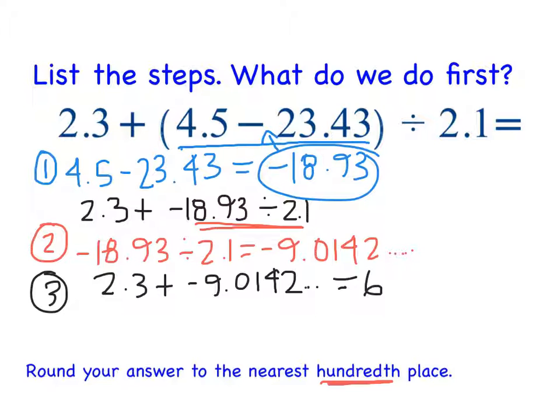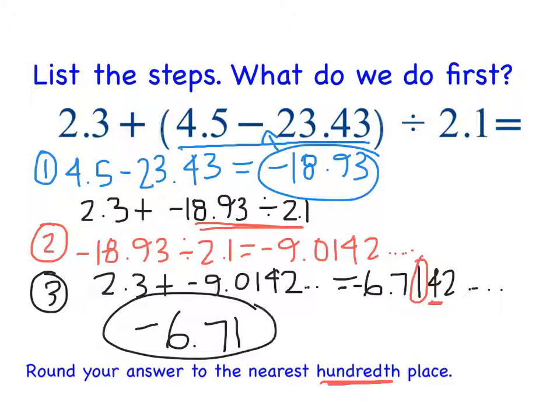Now our answer is negative 6.7142, so on and so forth, but we're rounding to the nearest hundredth place. So the 1 is in the hundredth place, the 4 is going to tell me what to do with that 1, and since it's less than 5, it's going to stay, and so we're going to get negative 6.71 as our final answer.